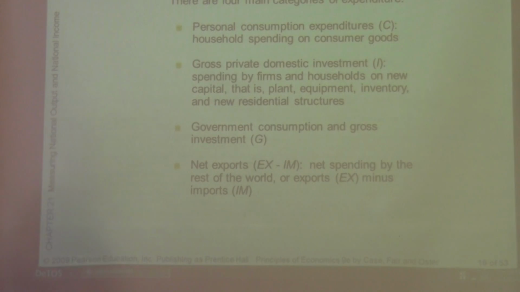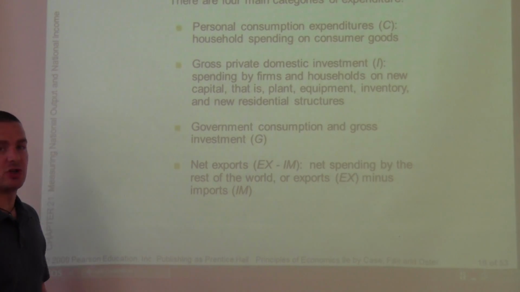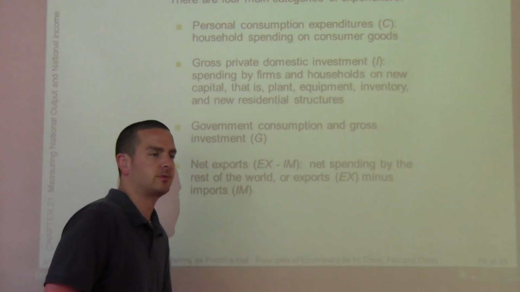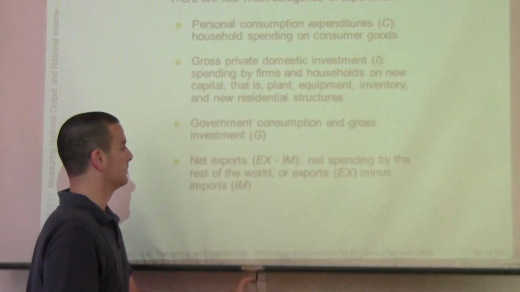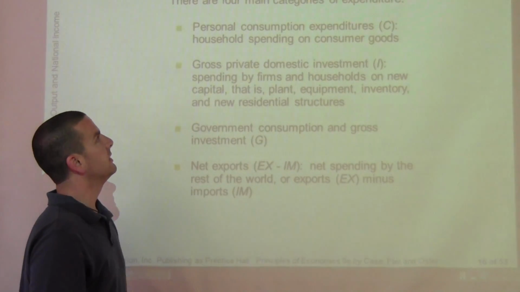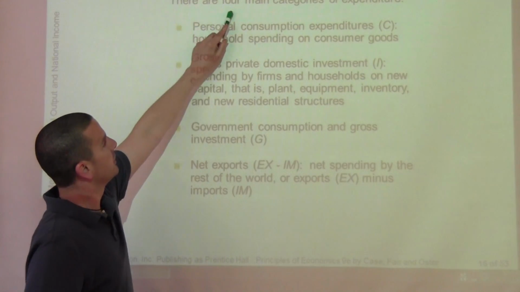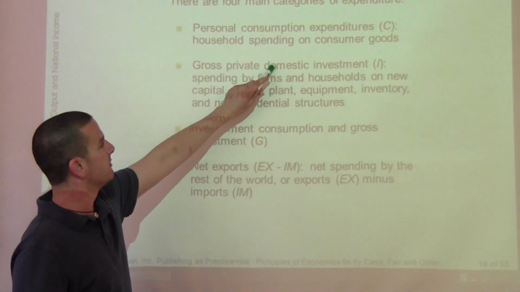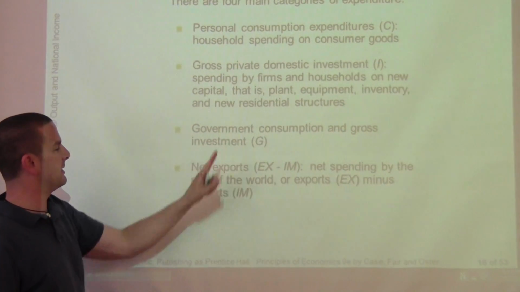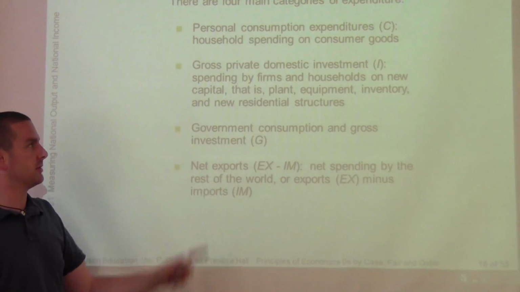Okay, so now we're going to work with the expenditure approach. We're going to work with this bottom one for right now. The expenditure approach has four categories: consumption, investment, government spending, and net exports.